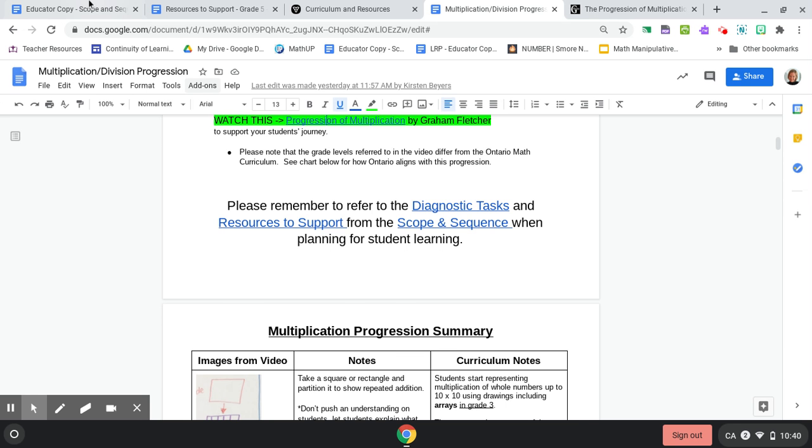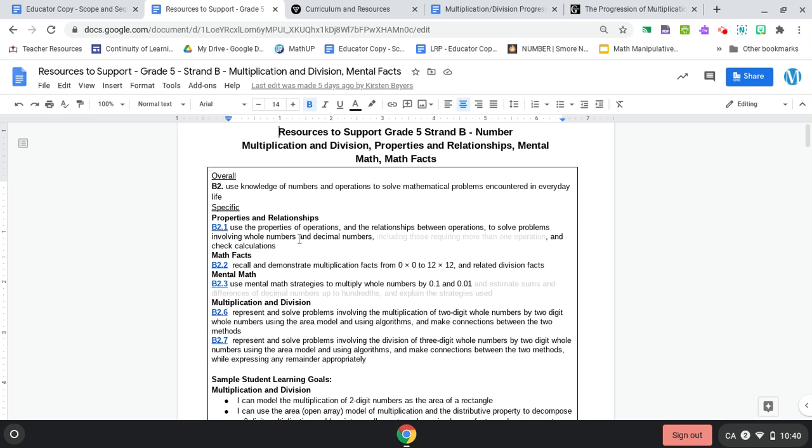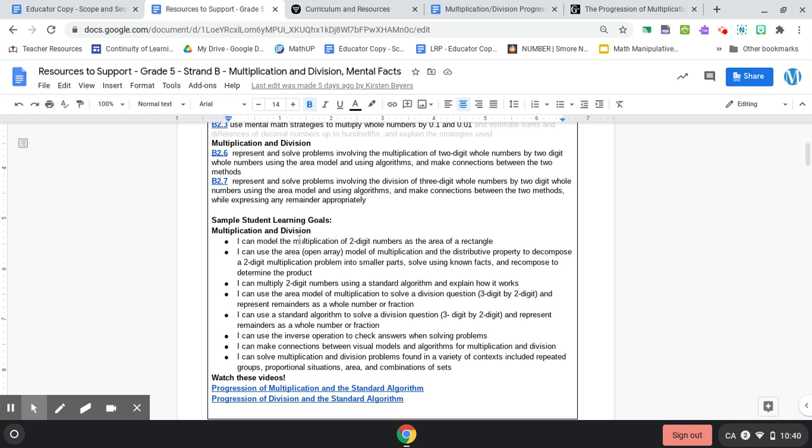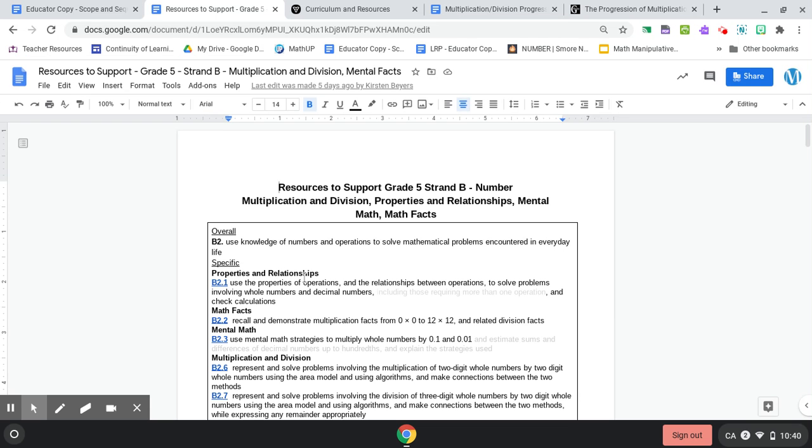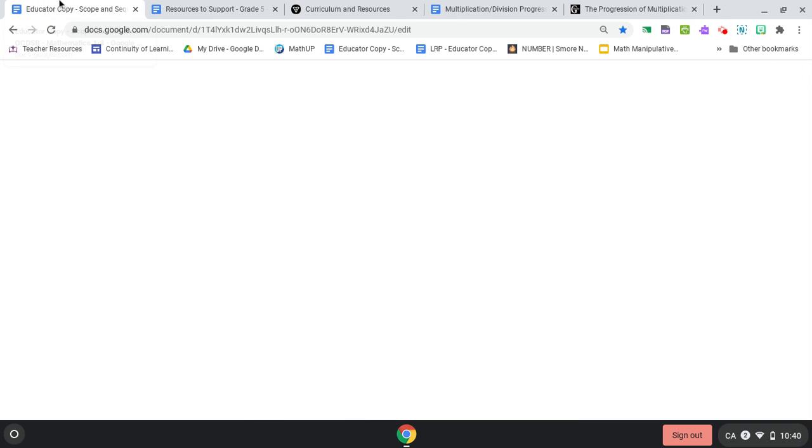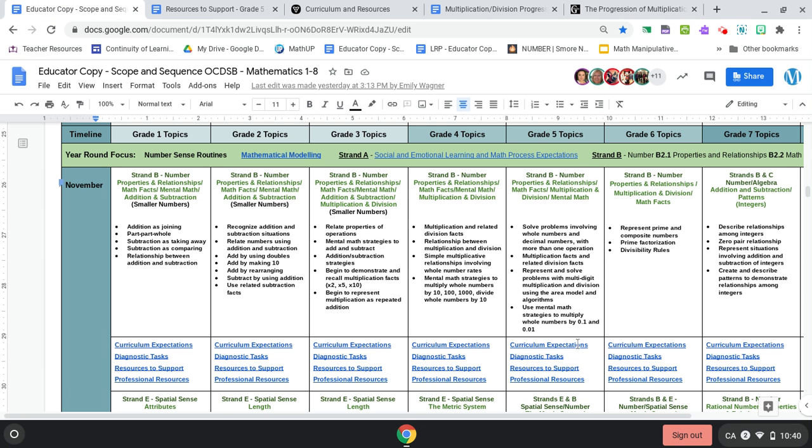Also, a reminder that sample learning goals, as you will see here, are outlined for you at the top of the resources to support page that you would find in the scope and sequence. So just a reminder, scope and sequence is here for grade 5, November. Here's the topic. And as mentioned, the diagnostic tasks, resources to support, and of course, professional resources as well.